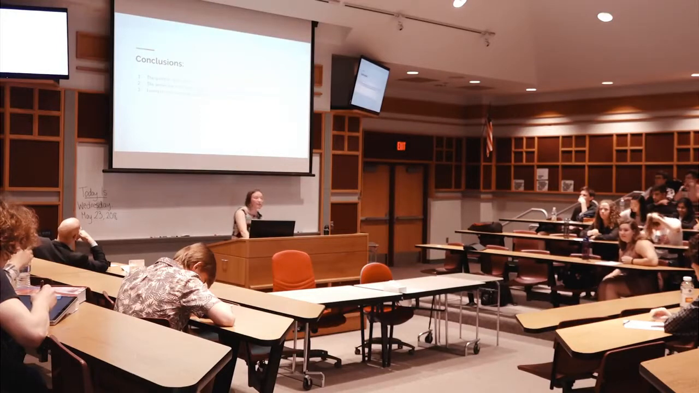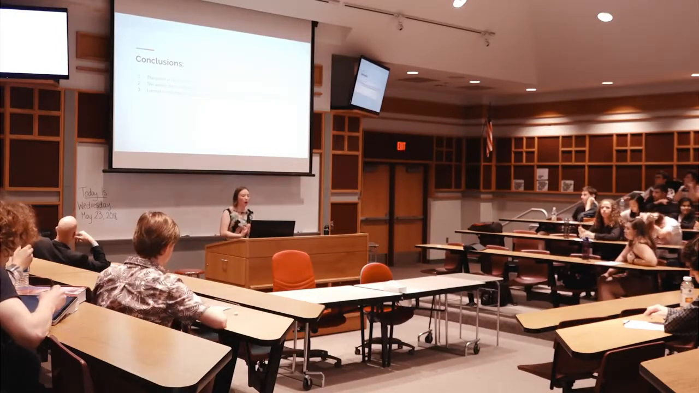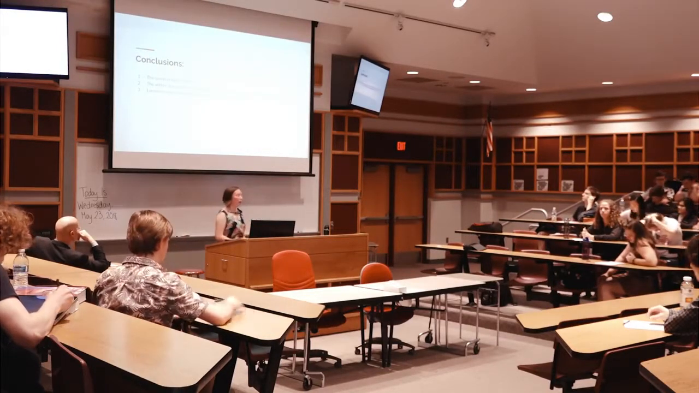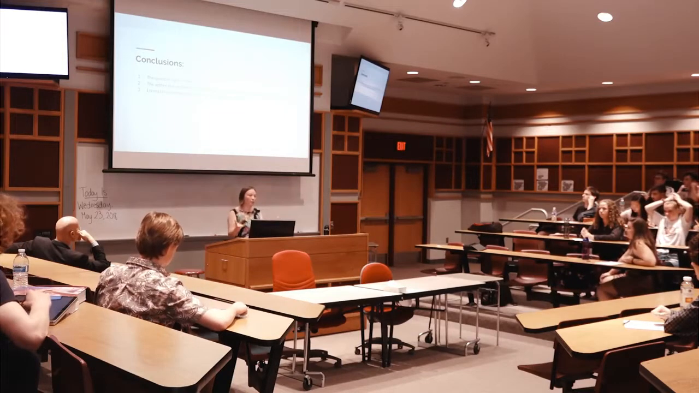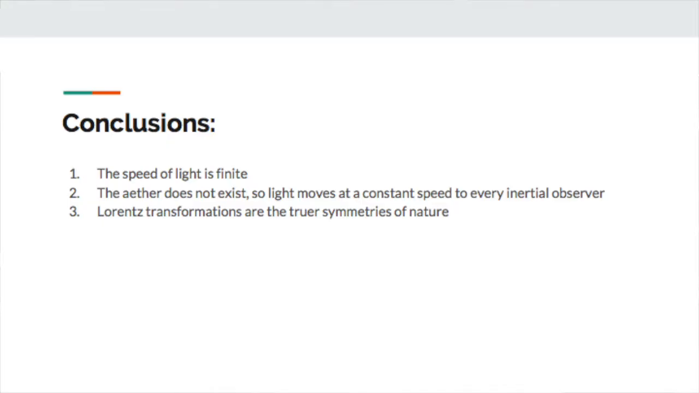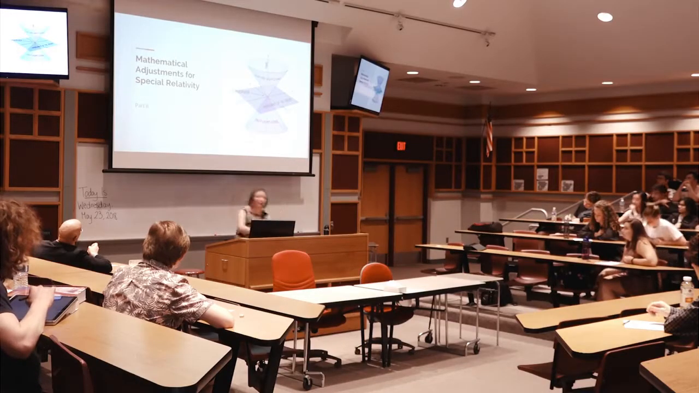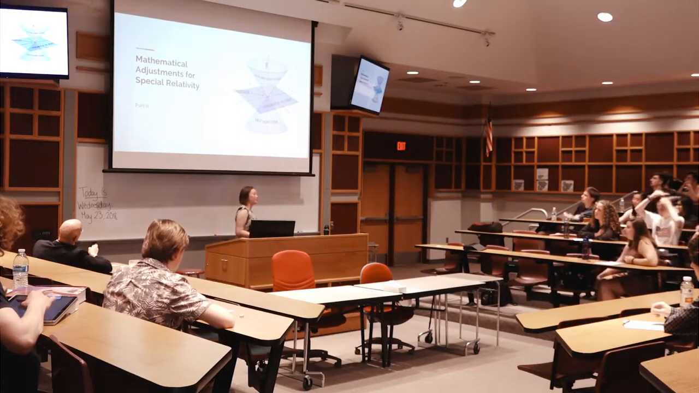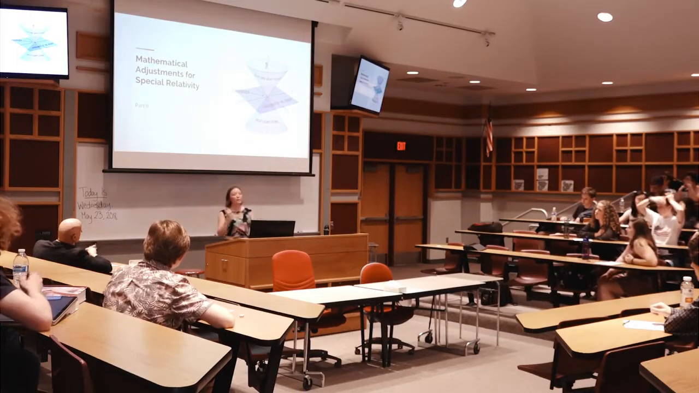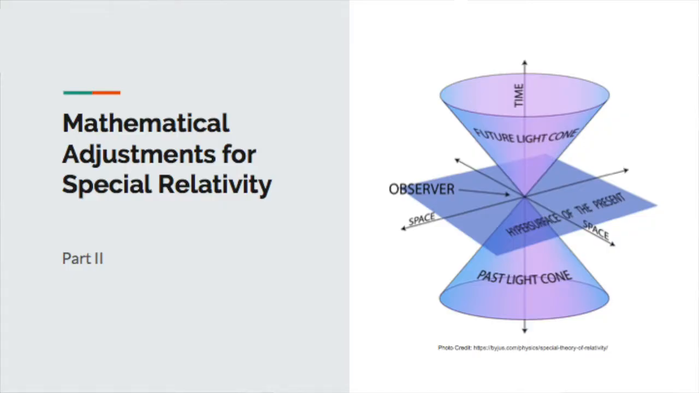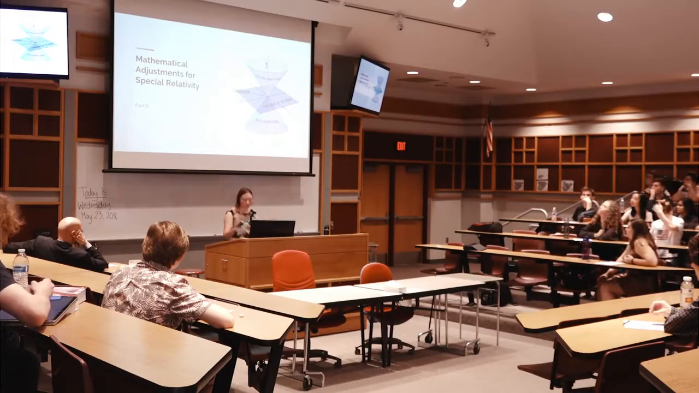So that was essentially part one, right? The history of special relativity. And the three things that you should most importantly take away from this are that the speed of light is finite, that the ether does not exist, so light moves at a constant speed relative to every inertial observer and the same one, and that the Lorentz transformations are the truer symmetries of nature. So now that we have this whole idea of special relativity developed, we understand that we have to make mathematical adjustments for physical observables, things that we observe: momentum, energy, velocity, etc.